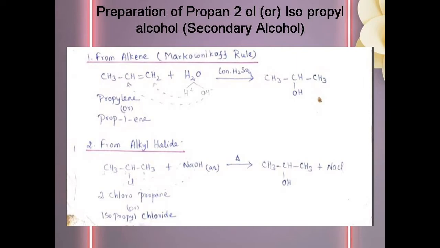Another preparation, from alkyl halide. Here the alkyl halide we are going to take is isopropyl chloride, or 2-chloropropane, plus sodium hydroxide. It is aqueous sodium hydroxide. Aqueous means we always get a substitution reaction. Here the chlorine is substituted by the OH group, so we get the desired compound.